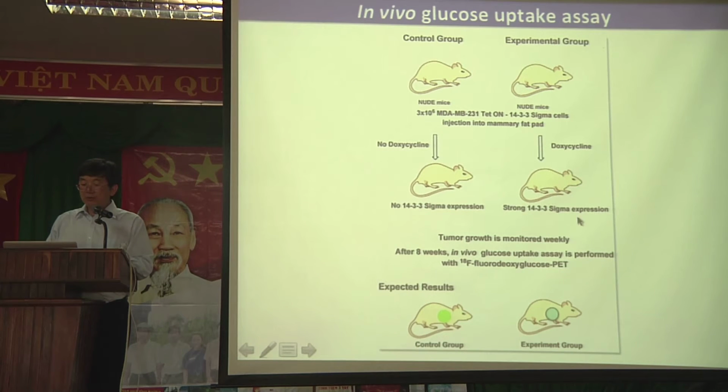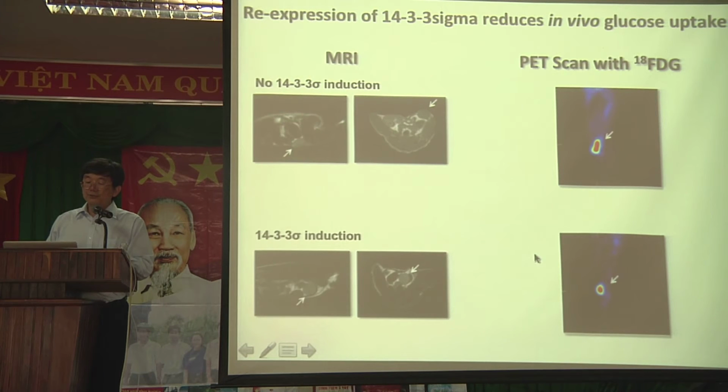In vivo, we can use PET scanning. This is an example of a PET scan of a mouse. This is an MRI of the mouse showing the actual size of the tumor that was implanted. This is a different animal, with a comparable-sized tumor.